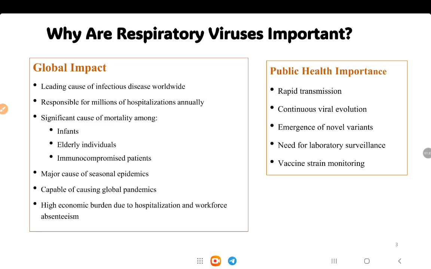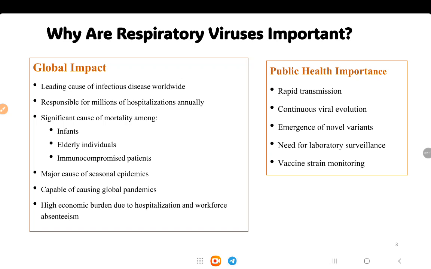Let's ask a question: why are respiratory viruses important? Respiratory viruses are important because they are among the most common infectious agents worldwide. Every year they are responsible for millions of outpatient visits and hospital admissions, particularly among infants, older adults, pregnant women, and immunocompromised patients.